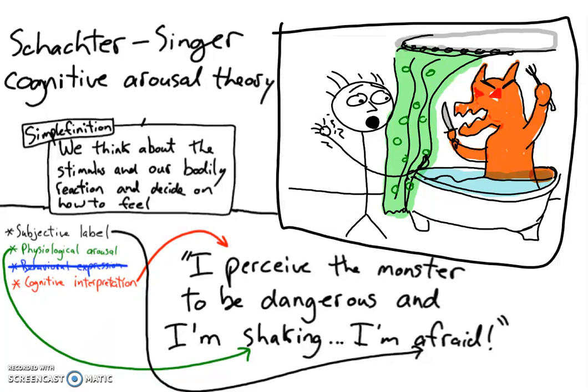So simply, we think about the stimuli and our bodily reaction, and we decide on how to feel. That decision isn't like the person thinking, oh, I see this monster and I think it's dangerous and I should be afraid. No, it is a split-second, blink-type decision. I perceive the monster to be dangerous and I'm shaking and I'm afraid, all at once.